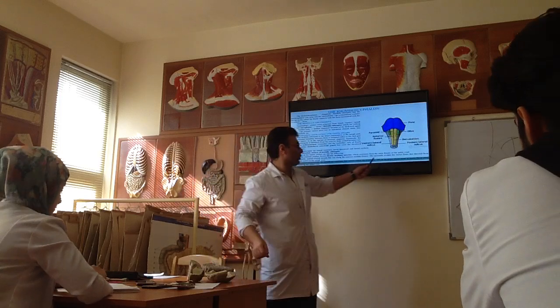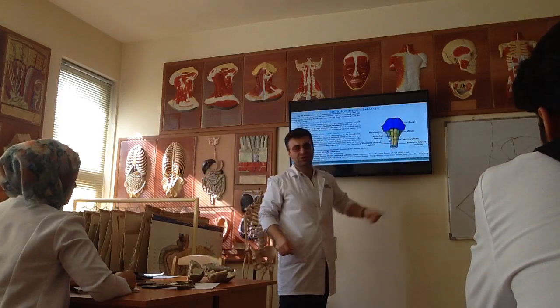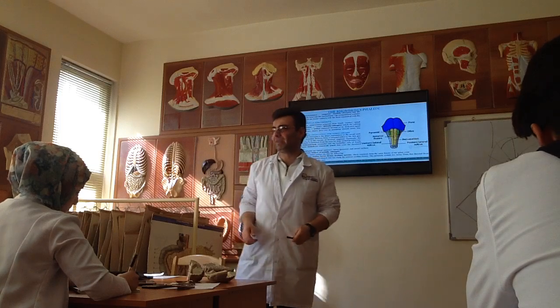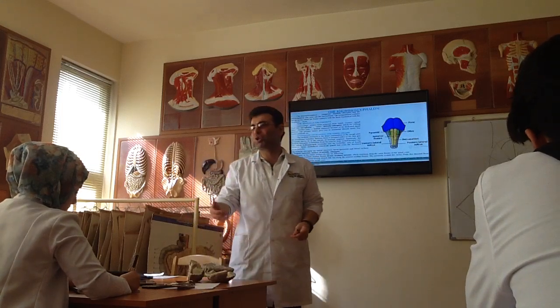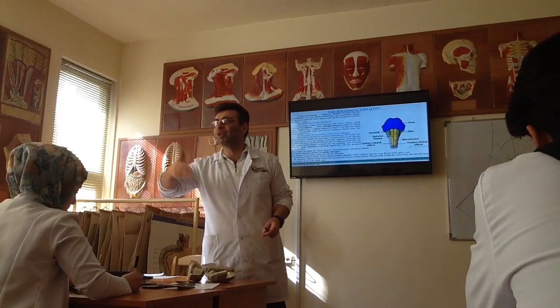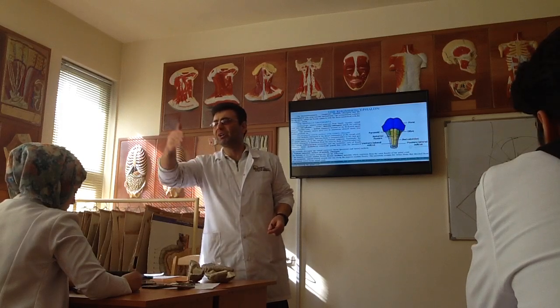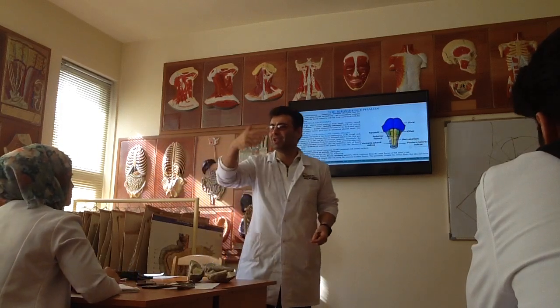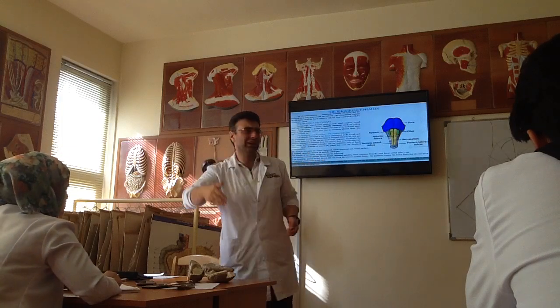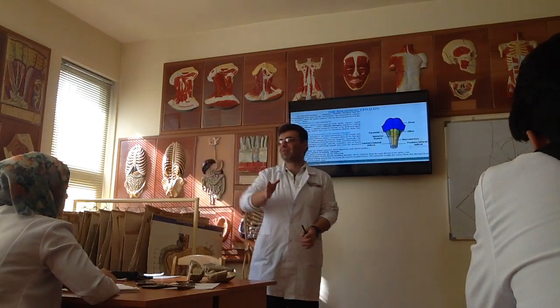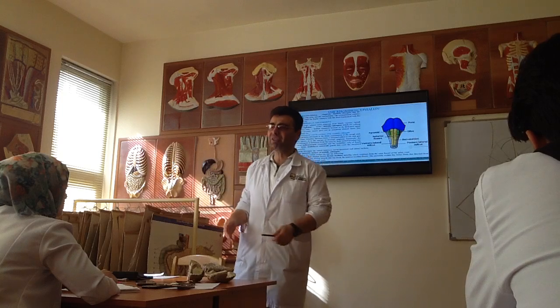Next structure we call the anterior median fissure, fissura mediana anterior. You remember it is the continuation of the same fissure of the spinal cord. It divides the right and left pyramids from each other.